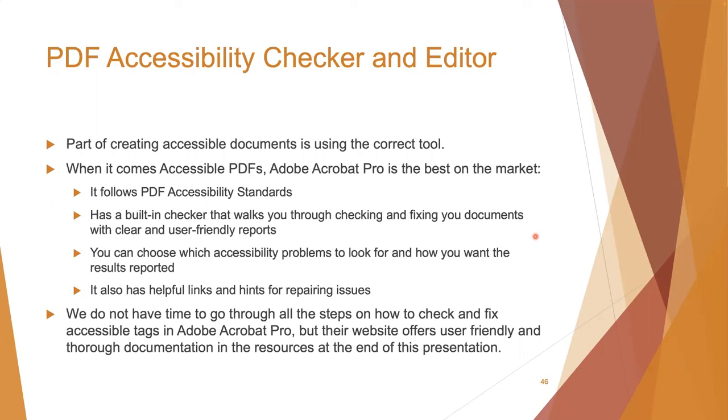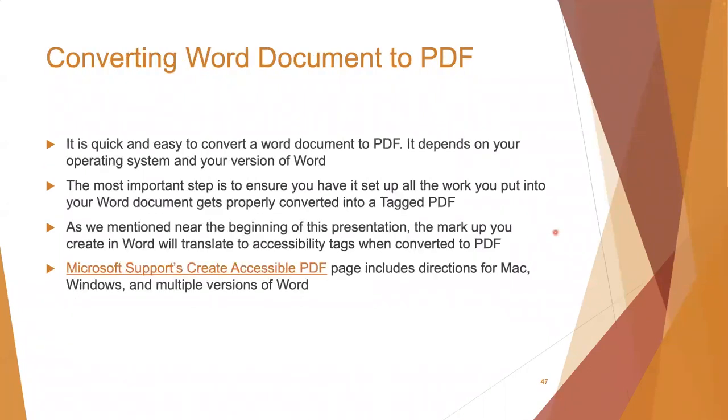We don't have time to go through all the steps on how to check and fix accessibility tags in Adobe Pro, but their website offers user-friendly and thorough documentation that you can find on the next slide. And we're also going to share this in the chat, okay? So you have created your accessible Word document, and now you want it to be an accessible PDF. It's quick and easy to convert a Word document to PDF.